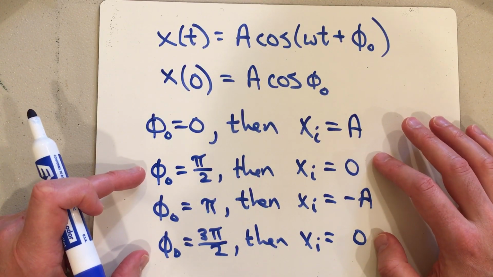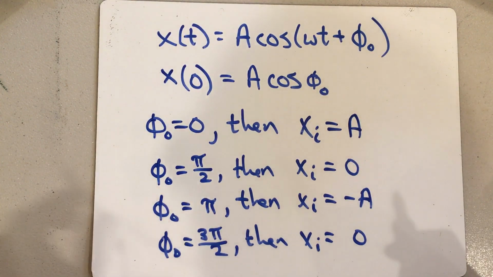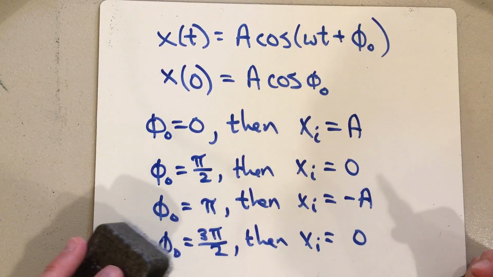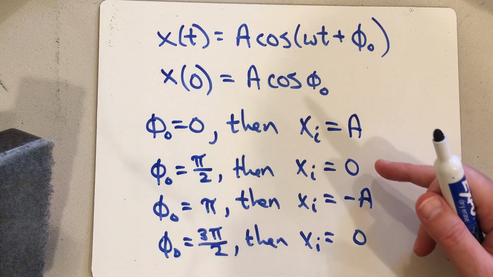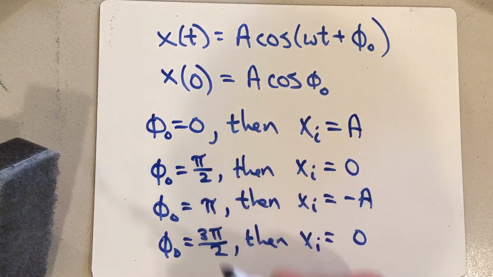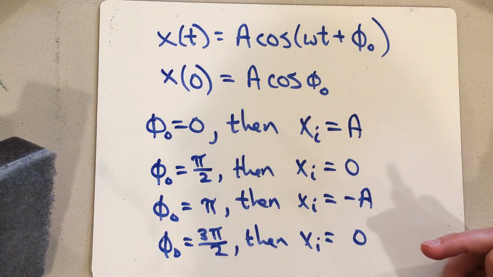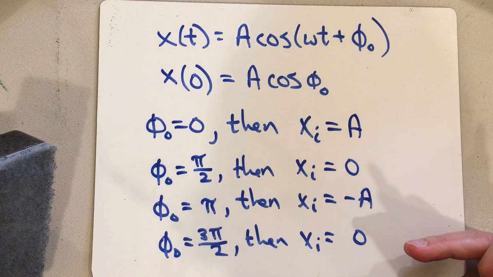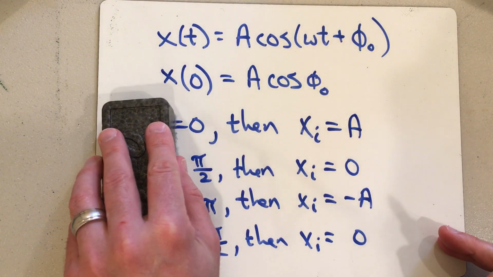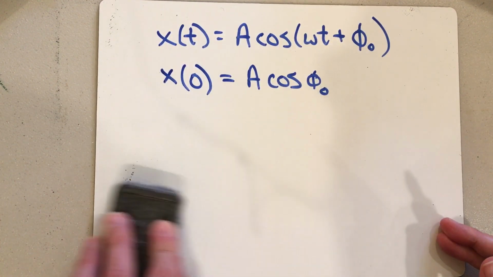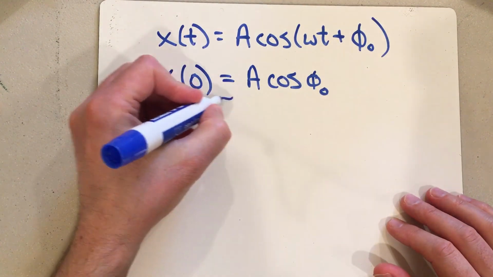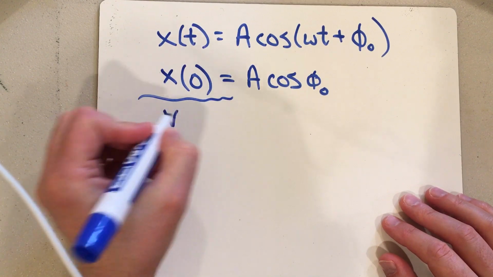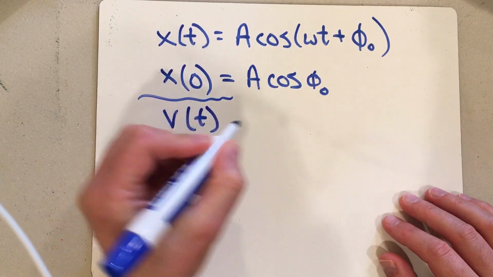Now I want to take a closer look at these two cases right here, pi over 2 and 3 pi over 2. So if I'm looking just at those, now let me just say, if an object starts at 0, you don't know if its phase shift is pi over 2 or 3 pi over 2 unless you have a little bit more information. And that extra information you need comes from the velocity function, because the velocity function actually looks very similar.